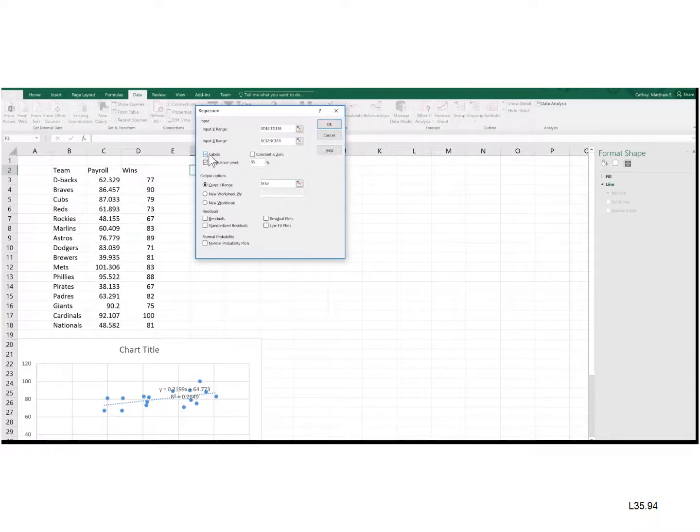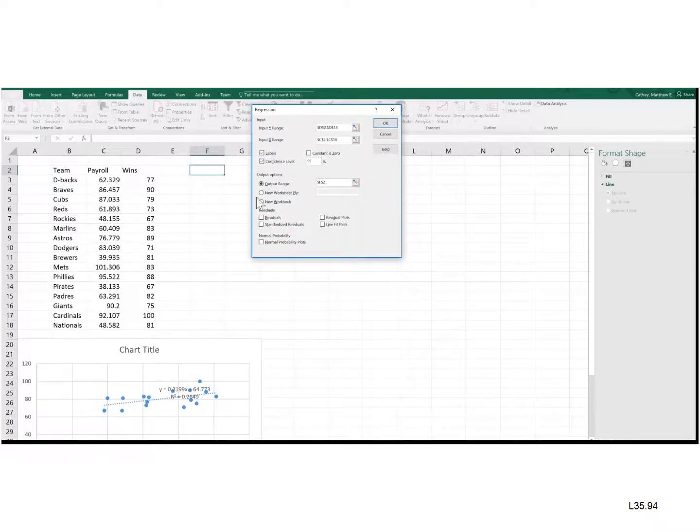Here's the check mark for labels. I did include my labels, so I want to check that. If you did not have any labels, if you just put the numbers, make sure that labels is unchecked. I want a confidence interval for the slope, so here's the chance to put in a 95% confidence level. Make sure that's checked. And then output range, just pick a cell that's up here near the top somewhere.